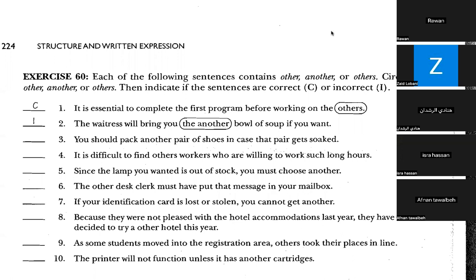Excellent job, Dr. Khulud. It is difficult to find other workers. You want it plural? Fine. Not here. You don't use plural here. Unless you remove this, right, Dr. Khulud? And we can use others without workers. Good job that you have done that. So either you remove S and you say other workers, this is correct, or you remove workers and then you say to find others who are willing to work such long hours. Okay? Thank you so much. So you corrected both ways, and both ways are great and fine and perfect.